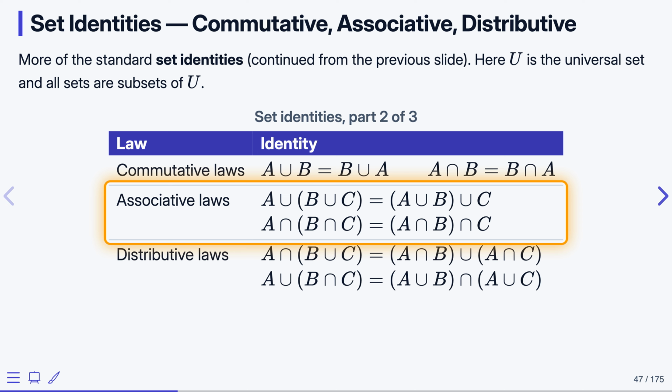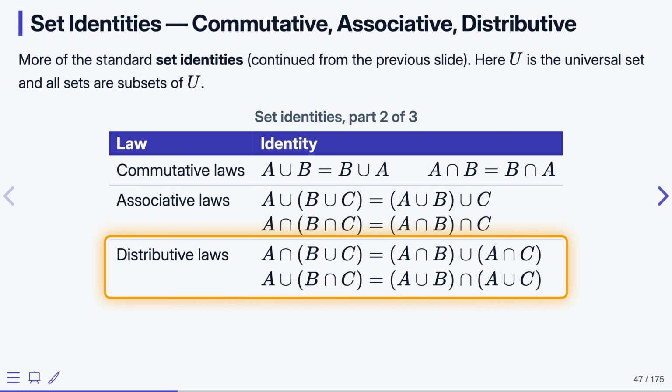Next, the associative laws. They say the grouping does not matter. A union the bracket B union C equals the bracket A union B, union C. The same holds for intersection. Finally, the distributive laws. They mix the two operations. A intersect the bracket B union C equals the bracket A intersect B, union the bracket A intersect C. And the second one. A union the bracket B intersect C equals the bracket A union B, intersect the bracket A union C. These behave much like multiply and add in ordinary algebra.